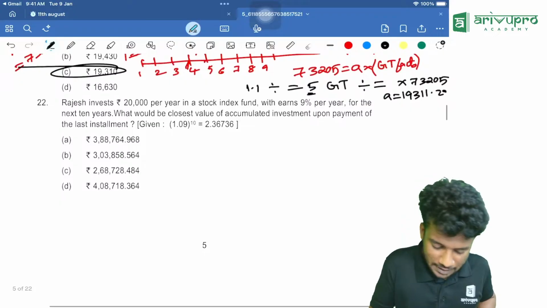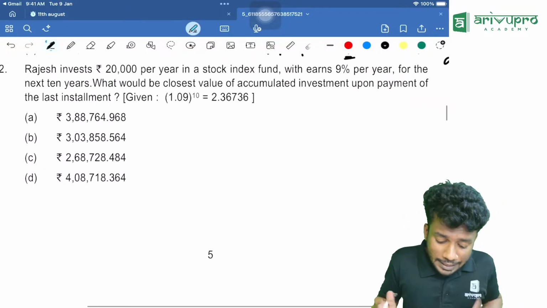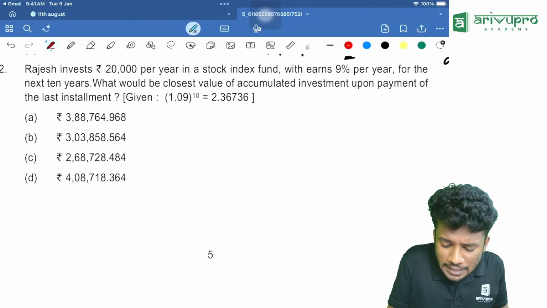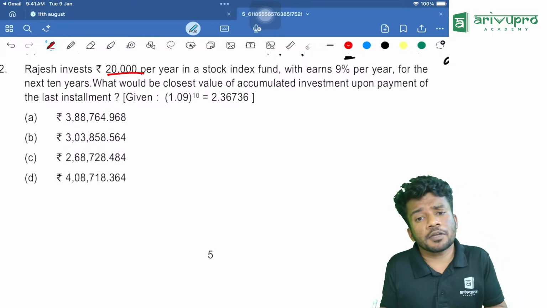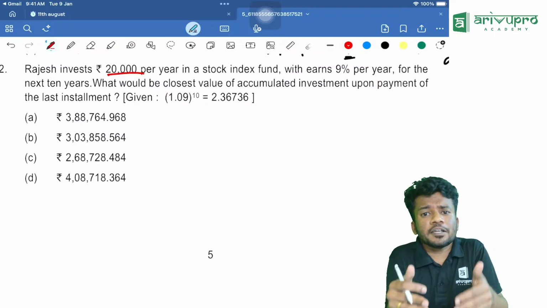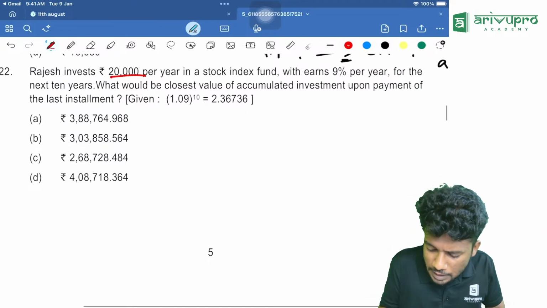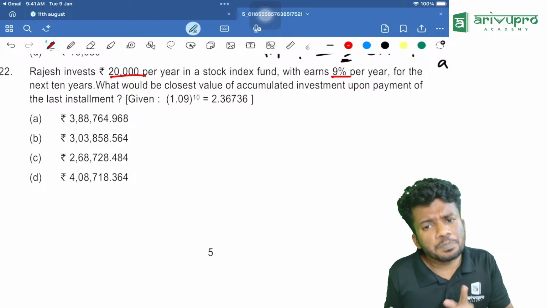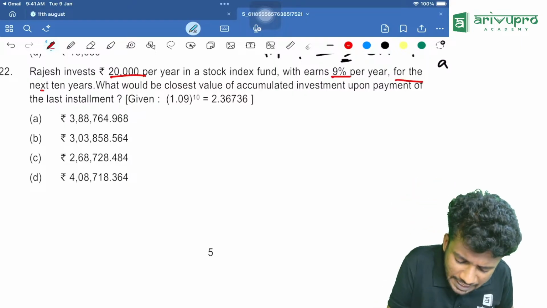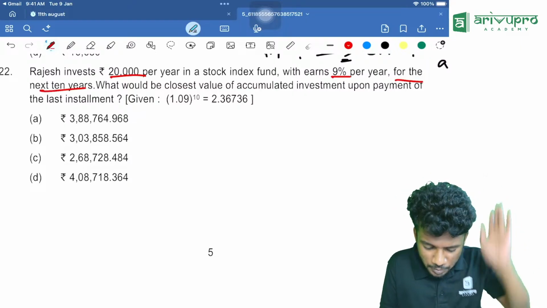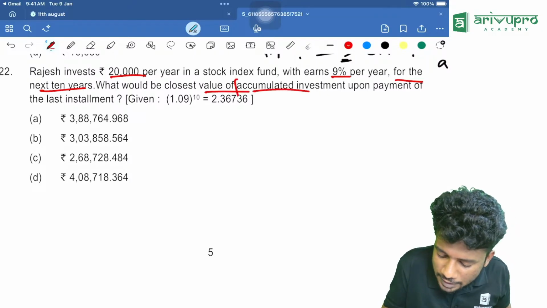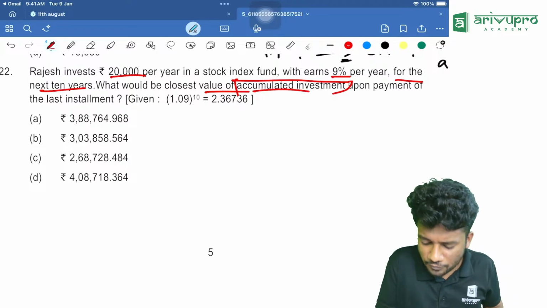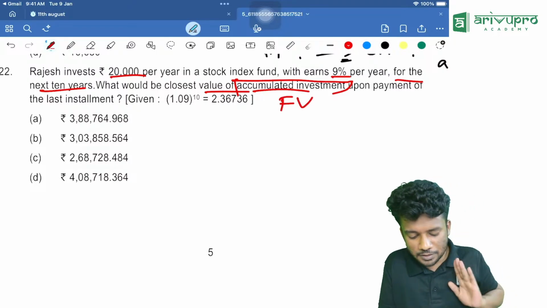This is the method. Now, Rajesh invests 20,000 per year in a stock index fund. So why is he investing money? To save money, so to accumulate money. So some future value is involved, which earns 9% per year for the next 10 years. What would be the closest value of the accumulated amount? Accumulated investment means what? The future value. The question is directly based on future value.